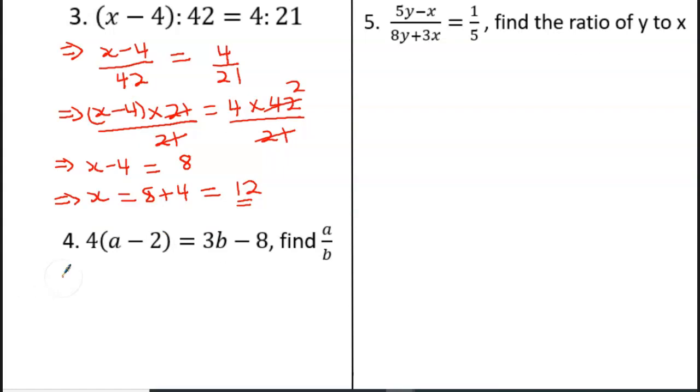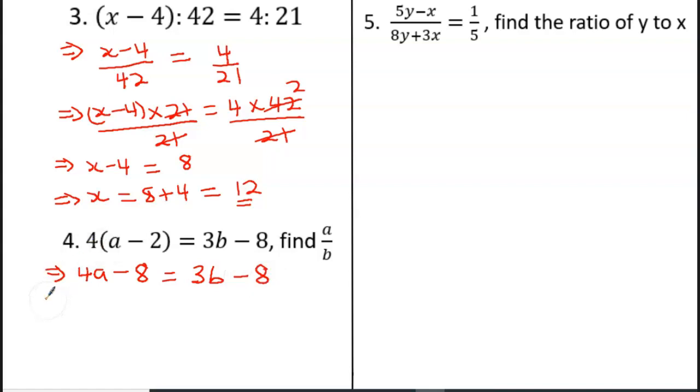Next on the screen, we have 4 times a minus 2 is equal to 3b minus 8, we have to find a on b. So let's look at how we go about it. So this implies that, let's expand the left hand side. 4 times a is 4a. 4 times minus 2, we have minus 8 is equal to 3b minus 8.